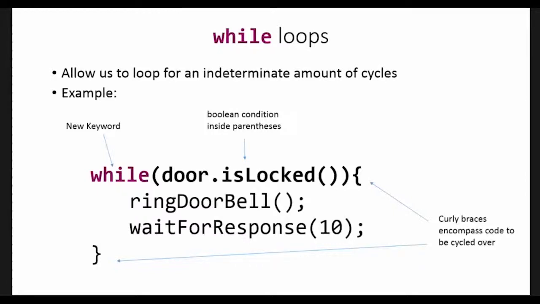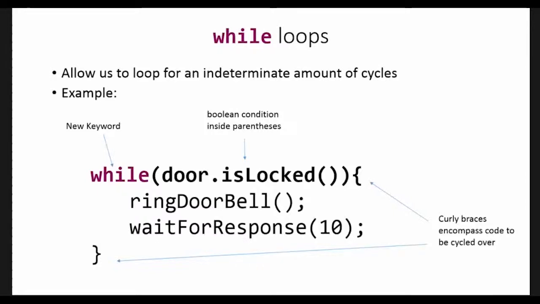Obviously, these methods are not disclosed to us. We just have to assume that they do what they sound like they do. But basically what's happening is we're going up to a door. We're saying, as long as this door is locked, ring the doorbell, wait for a response for 10 seconds, or 10 whatever units of time, and then go up here, check and see if the door is locked again.